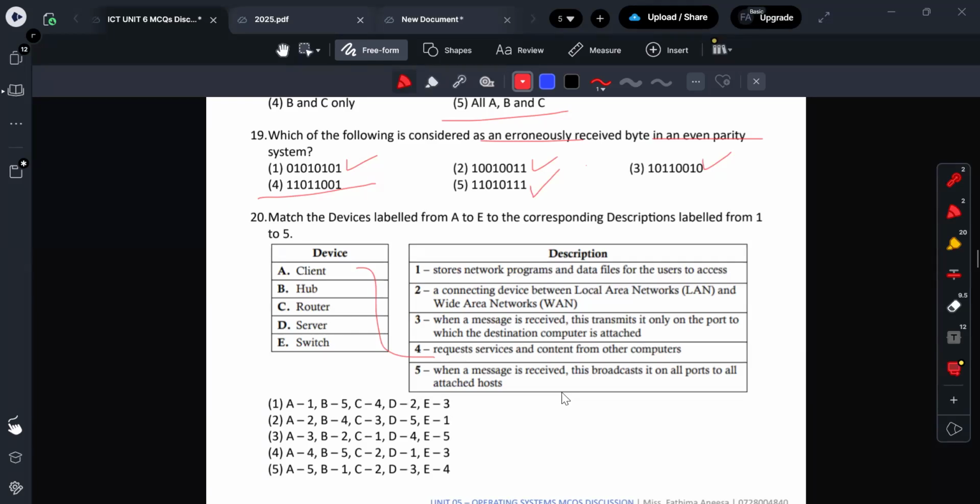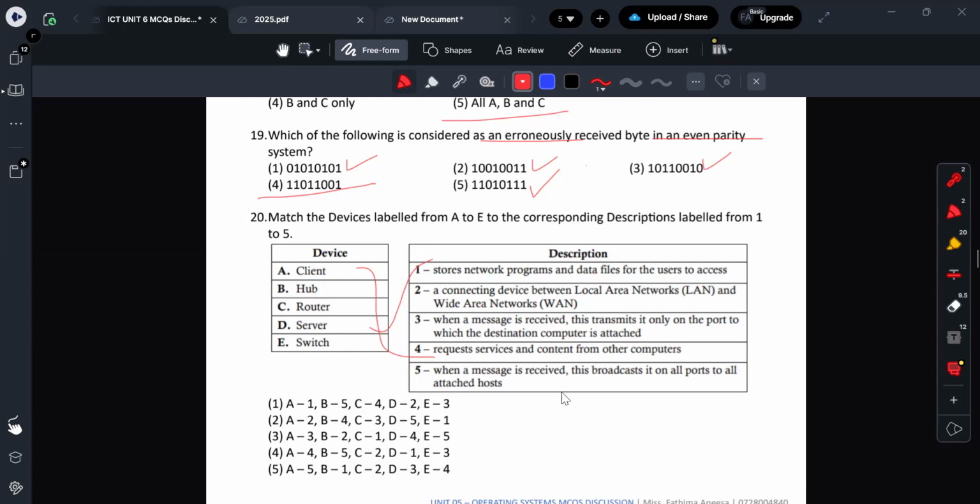And hub, now people get confused with this hub and switch part. Hub and switch, yeah. So let's go with this description first. Stores network programs and data files for the user to access. Very easy. What stores the network programs? A server. A server is a high-powered computer that stores programs and data files for other users, meaning for clients to access. So that is D.